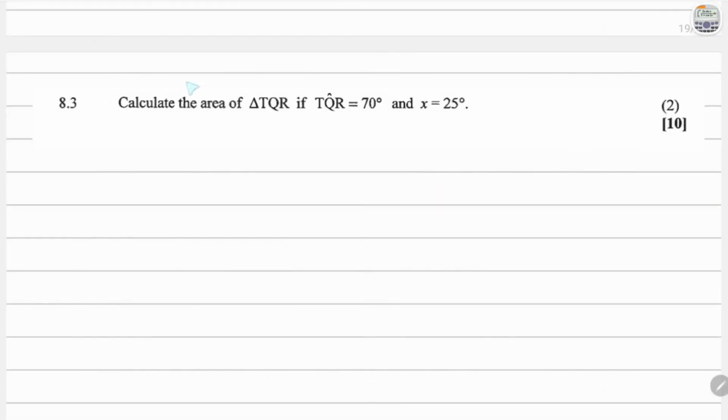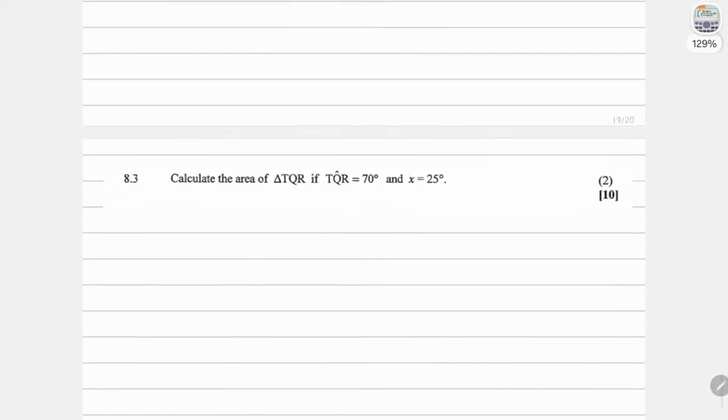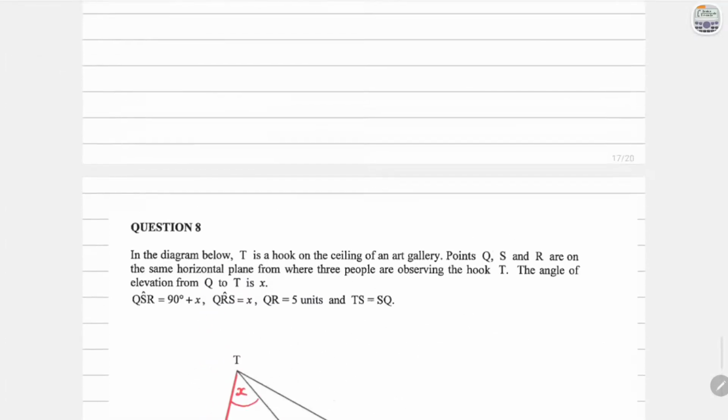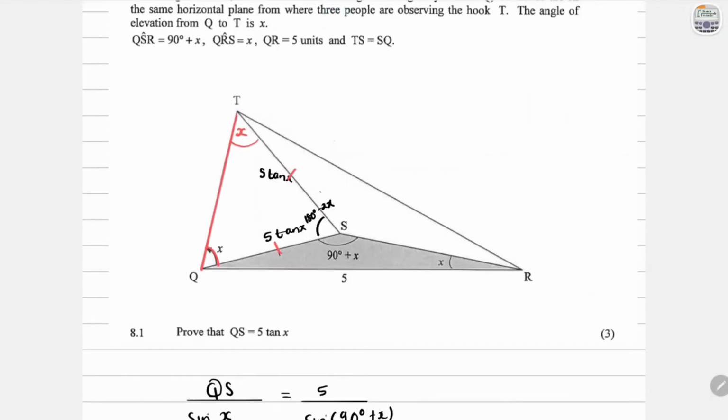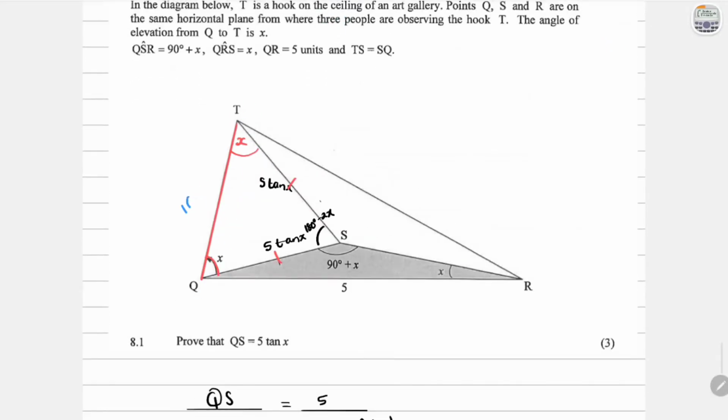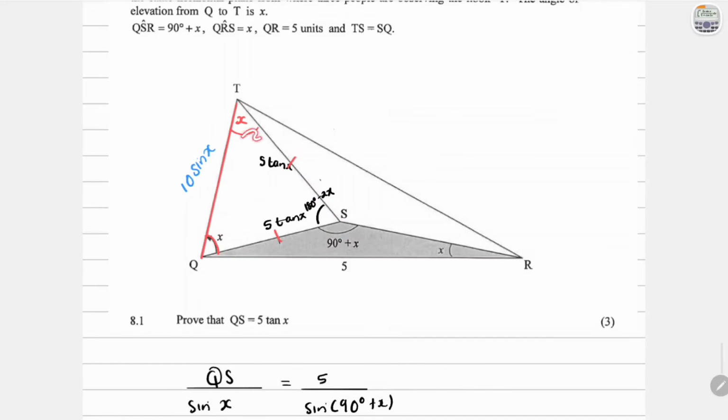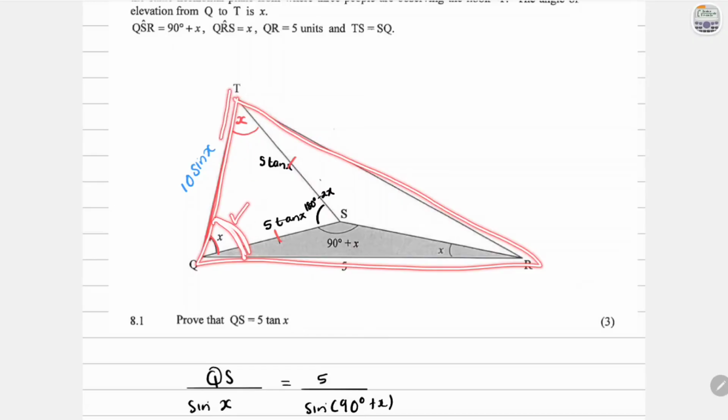Question 8.3 says, calculate the area of triangle TQR if angle TQR is equal to 70 degrees and x equals 25 degrees. So let's look at that triangle TQR. Just remember that we just found QT. That is now 10 sine x. And they want us to find the area of triangle TQR. And they give us the angle TQR, this angle over here. That is 70 degrees. Okay, so you see that we can use the area rule here. We've got the middle angle. We have a side next to that middle angle and another side next to the middle.